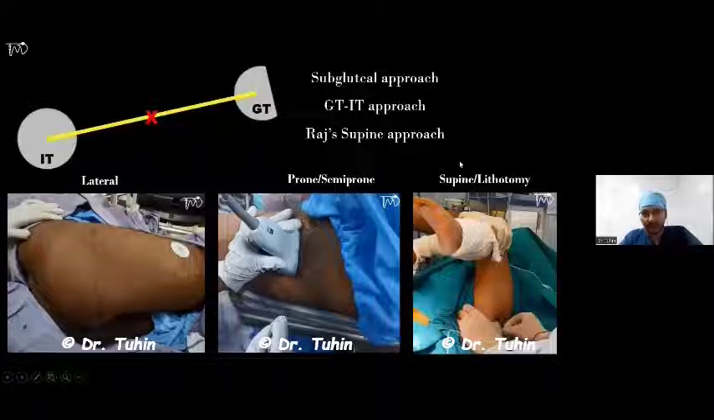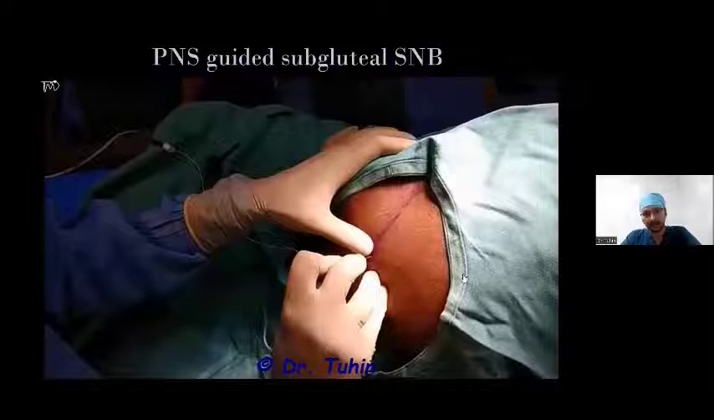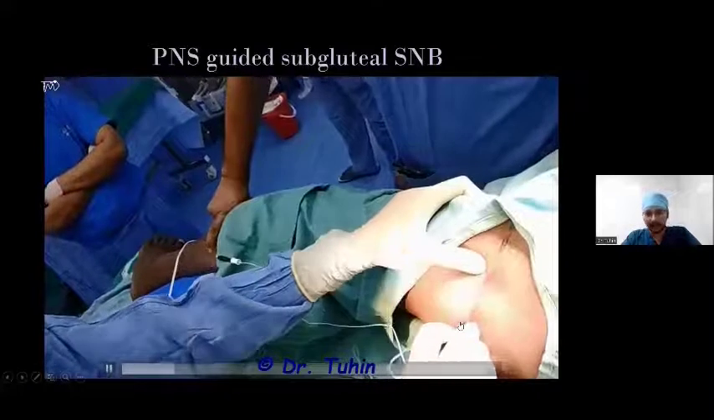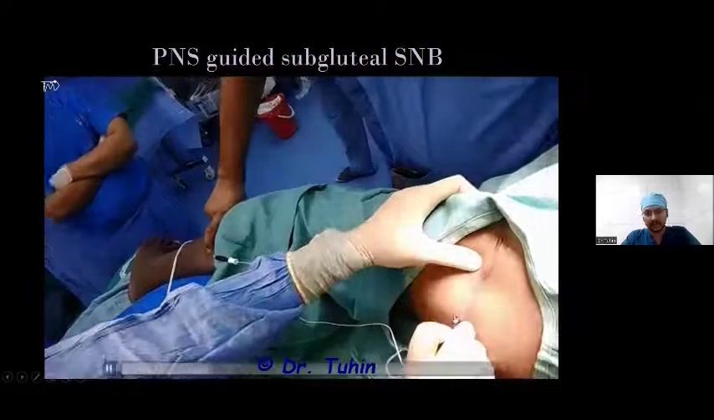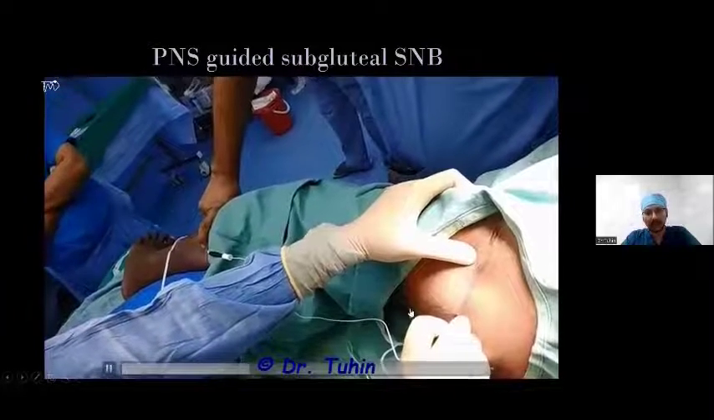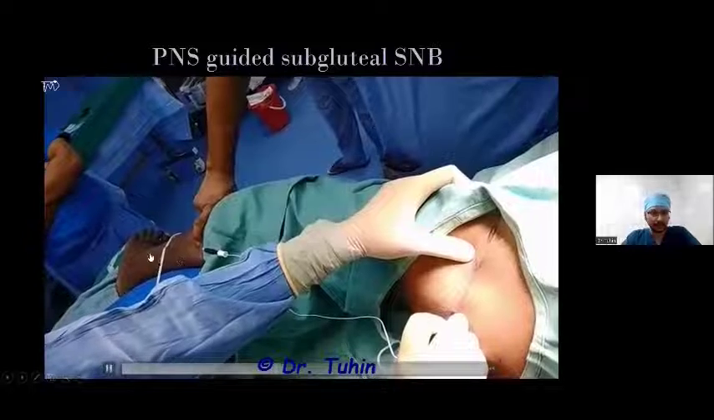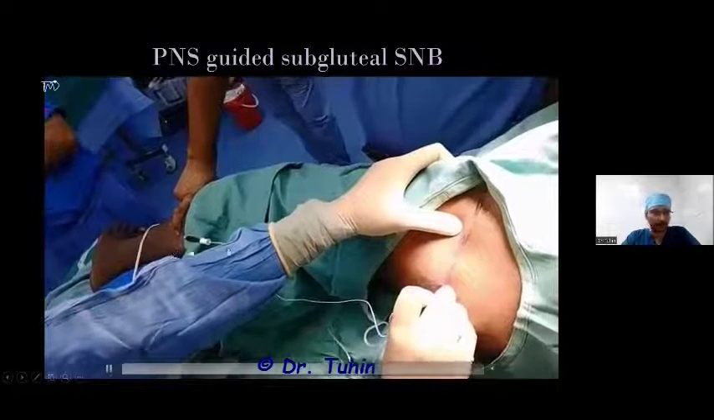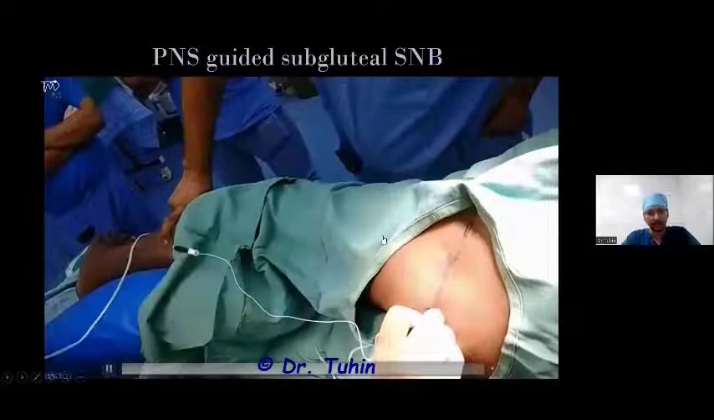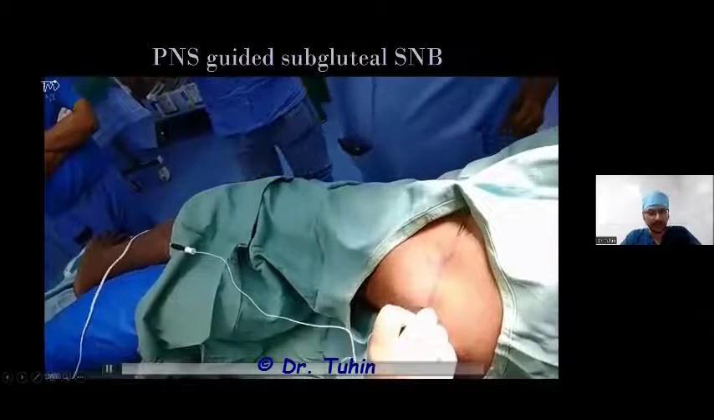So in this GT-IT approach, it can be performed either laterally, prone or semi-prone, and it is popularly known as Raj's lithotomy approach, that is in the supine or lithotomy position. The two landmarks, GT and IT, are identified and joined, and at the midpoint, the needle is inserted perpendicular to the skin. Usually within 5 to 7 centimeters, you will get the desired evoked motor response, decrease it up to 0.4 and deposit the drug. So it's a very simple approach.